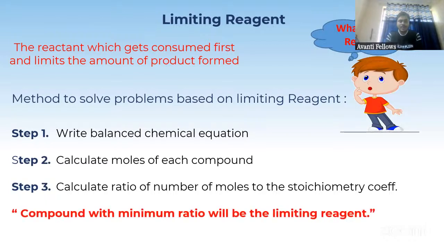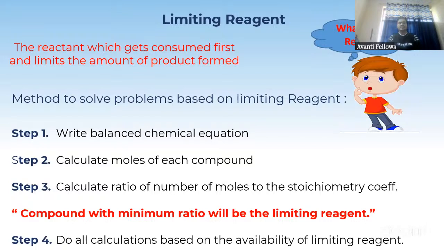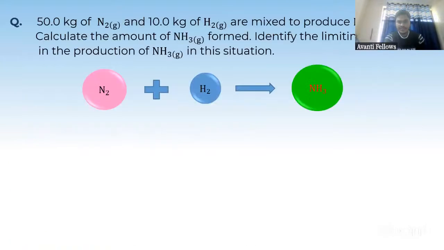Now, the compound with the minimum ratio will be the limiting reagent. So the compound present in the minimum ratio is called the limiting reagent. Now, step 4: do all the calculation based on the availability of the limiting reagent.